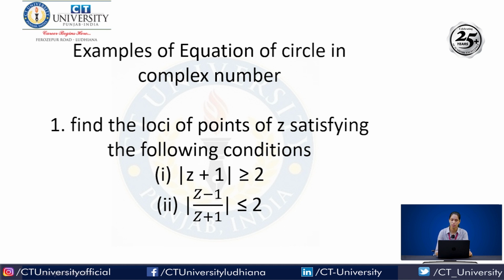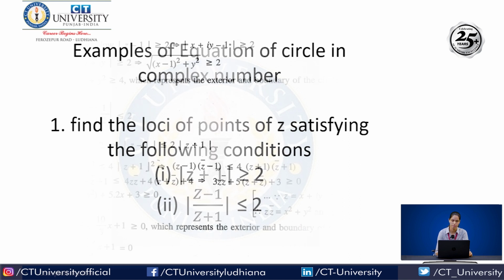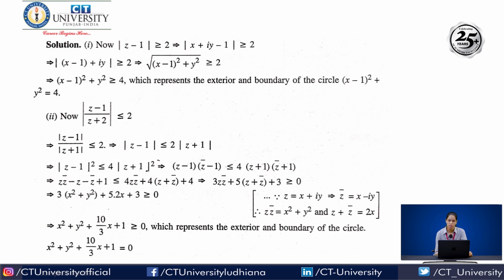As my first example, find the loci of the point z satisfying the following conditions. First one is |z + 1| is greater than or equals to 2, and second one is |(z − 1)/(z + 1)| is less than or equals to 2. So solving the first, |z − 1| is greater than or equals to 2. Again I am taking z as x plus iy. Then the real part and imaginary part I will separate, and that is (x − 1) plus iy. Then it is a mod, so I am taking the square and the square root also, (x − 1)² plus y² greater than or equals to 2.